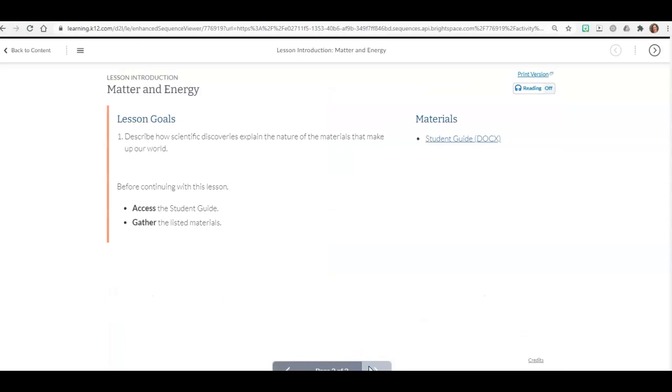All right, so our lesson goals would be we're going to discover and explain the nature of the materials that make up our world. I know if you open the student guide, the document to fill out, it's a template for you. So what's in there is just an example. It can confuse you at first to make you think that's part of the lesson, but it is a template. So each one you open of this will look exactly the same.